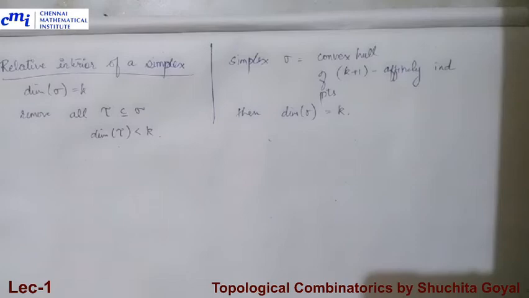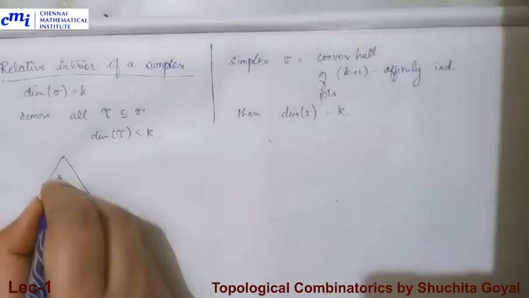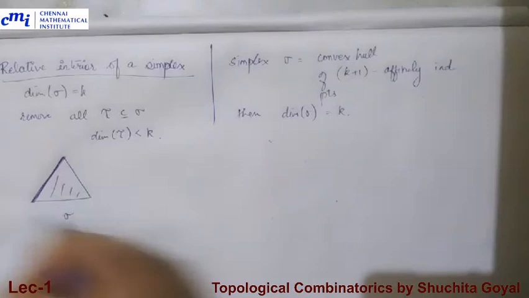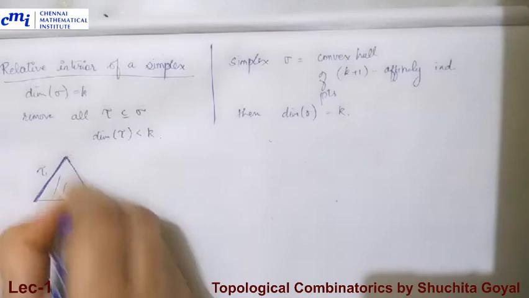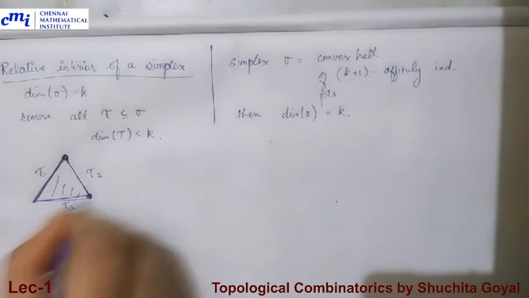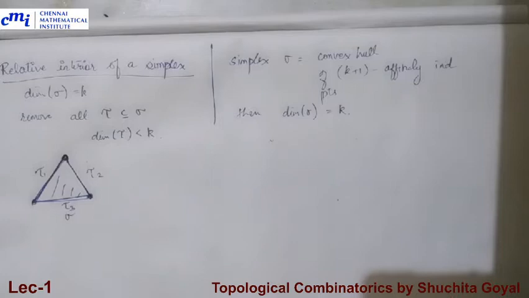So what it really means is, if I had this filled triangle as my sigma, how many faces does it have? Sigma as it is has dimension 2, right? So you have a tau 1, a tau 2, a tau 3, and even these are there. So you remove all faces of dimension lesser than the dimension of sigma, and what you get is the relative interior of a simplex. These concepts later will be useful, but we are just linearly going through the things, so it's good to have them listed.